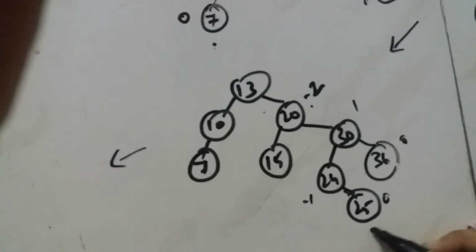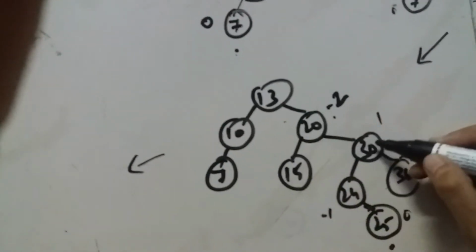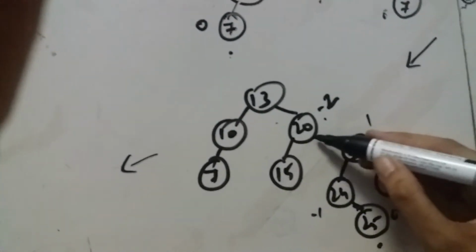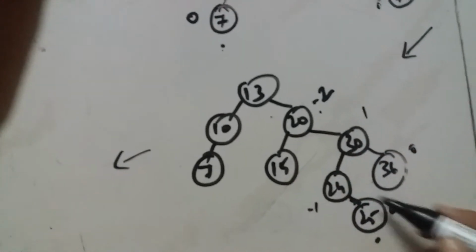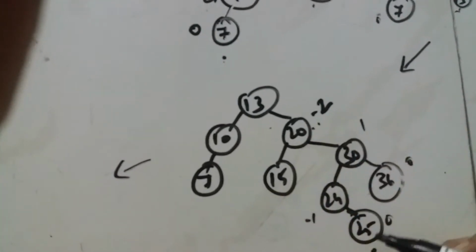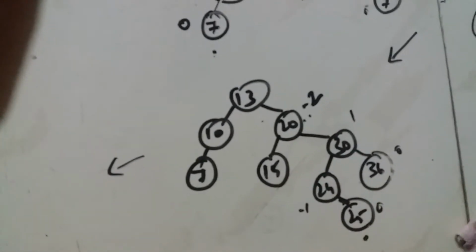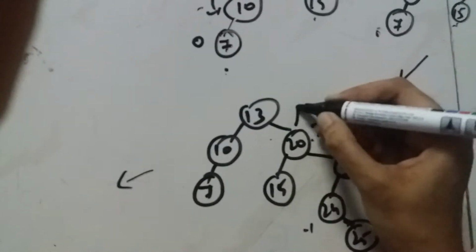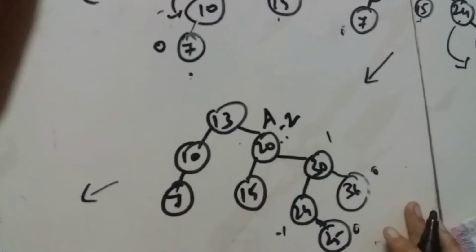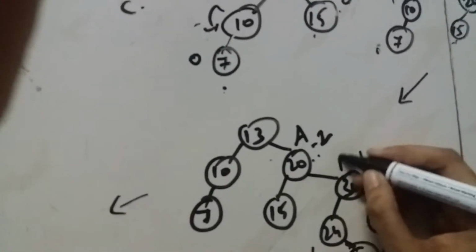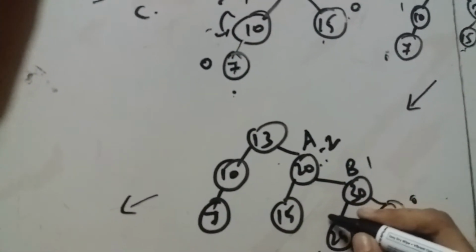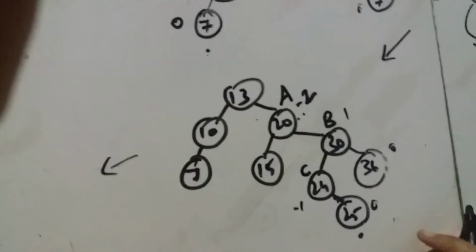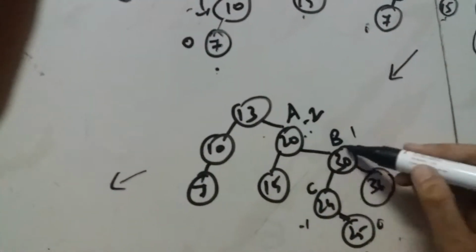After inserting 25, 25 is inserted as right of left subtree. So this is right of left subtree, that is where the imbalance occurs at this node. If it is right of left, this is a double rotation. If it is double rotation, you need to mark the nodes with alphabets. That is A, B, and C.